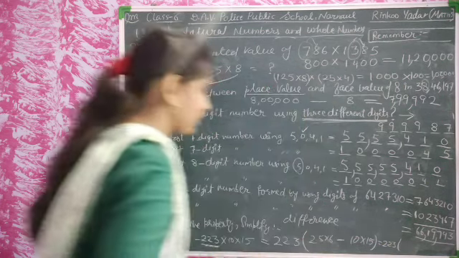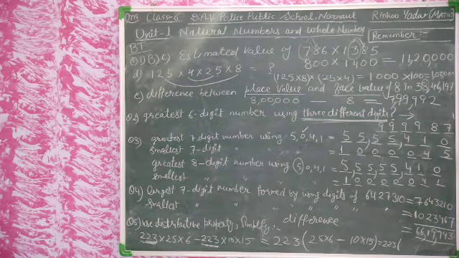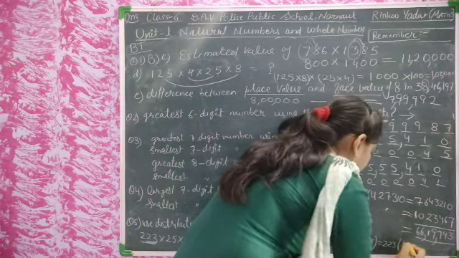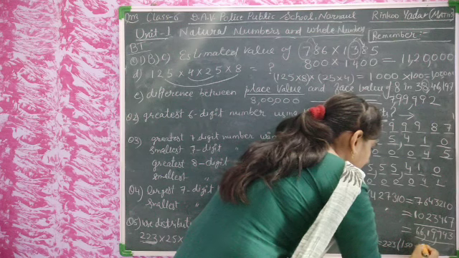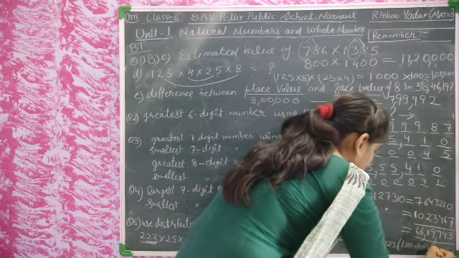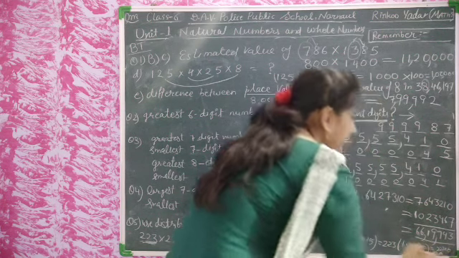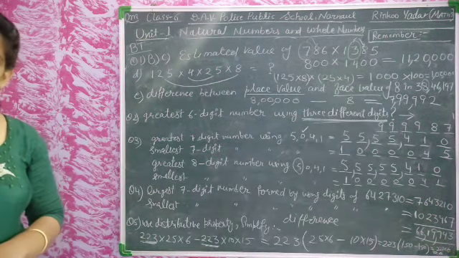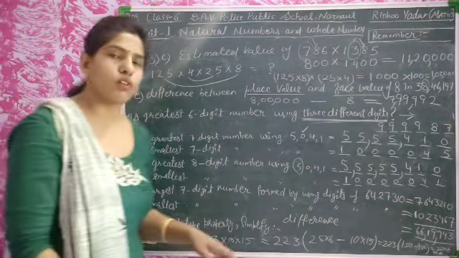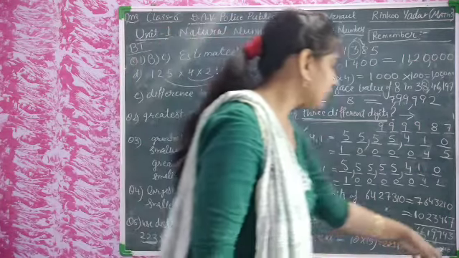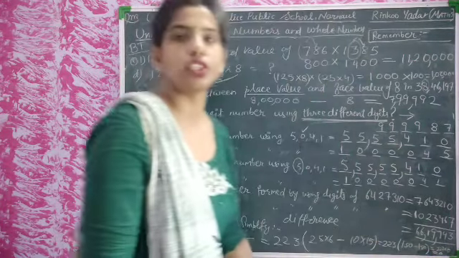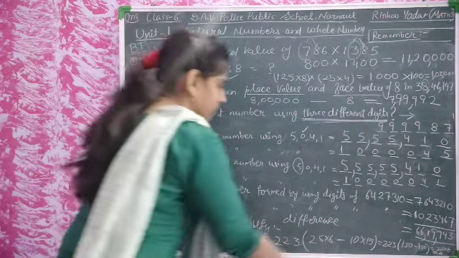223 into the bracket, 150 minus 150, and that equals 223 into 0. If any number is multiplied by 0, or 0 is multiplied by any number, it always becomes 0. So its value is equal to 0. This is the last question here.